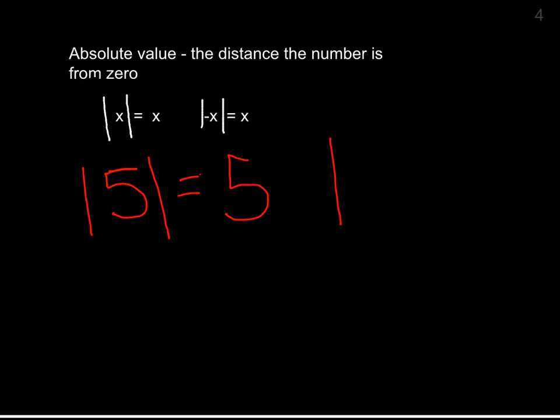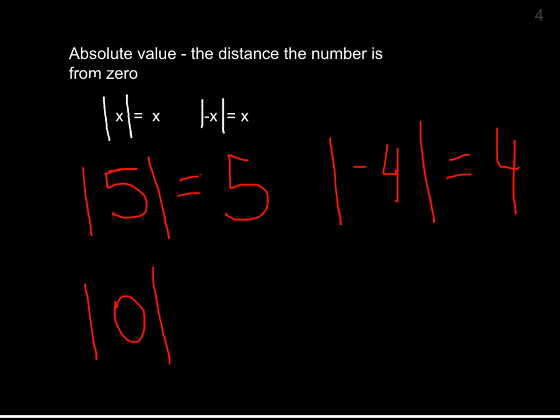I want to know the absolute value of negative 4. How far is negative 4 from 0? It's 4 units away, so the absolute value of negative 4 is 4. If I want to know the absolute value of 0, how many units away from 0 is 0? It's 0 units away.